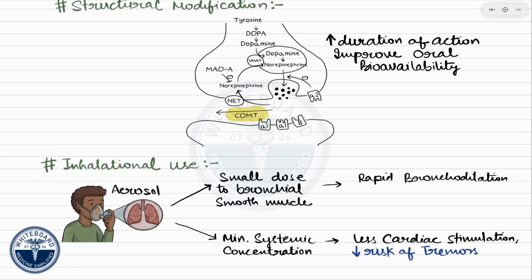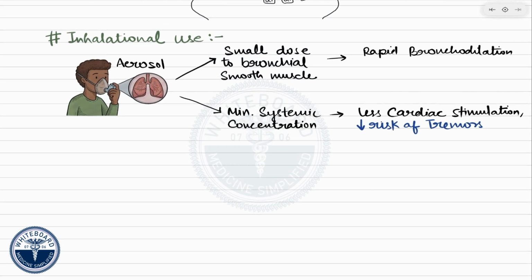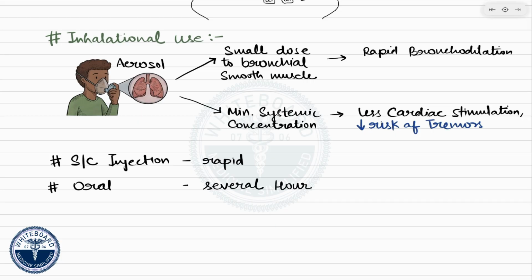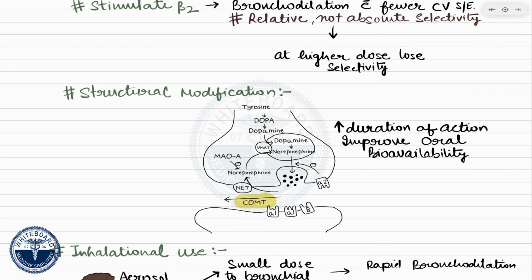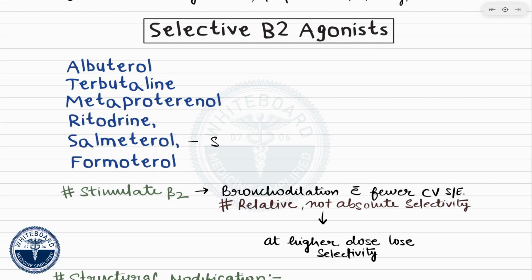The onset of bronchodilation also depends on the route of administration. Subcutaneous injection produces rapid bronchodilation, whereas orally administered drugs may require several hours to reach their maximum effect. Inhaled beta-2 agonists usually produce bronchodilation within a few minutes, making them the preferred route for rapid relief of bronchospasm. An important exception is Salmeterol, which has a slower onset of action despite being administered by inhalation.